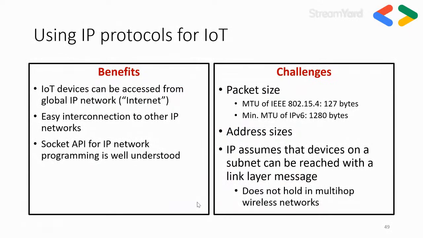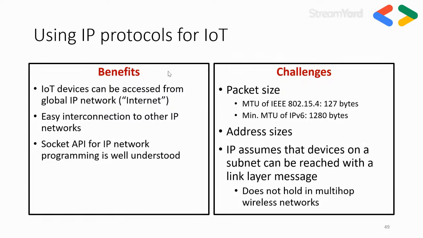So what are the benefits of using the IP protocol for IoT? Having our IoT devices directly accessible. For example, I have a sensor in my fridge and I can directly access it and do stuff with it. So you can access it from anywhere and do whatever configuration you want, and the interaction would be very easy. And also the programming, if it supports IP, because there are lots of APIs that support IP networking.